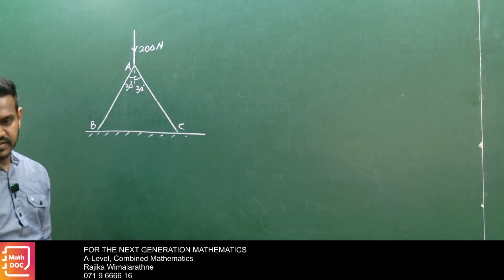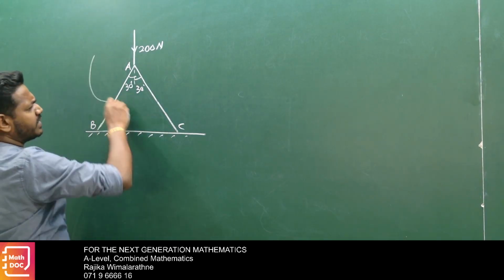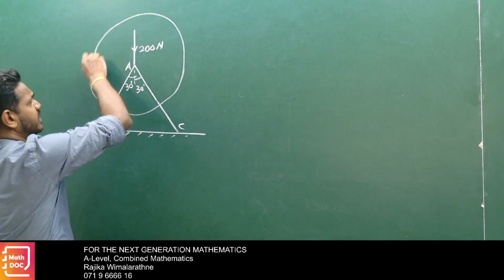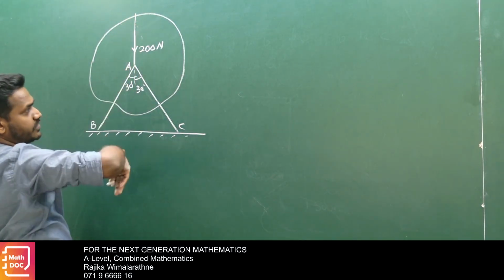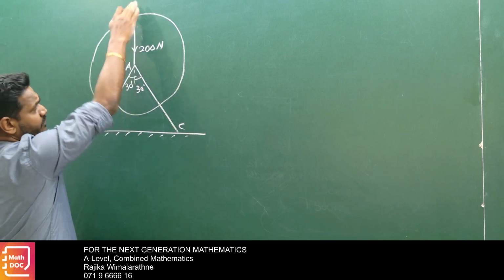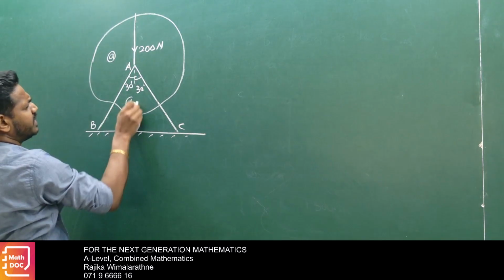We have to find stresses. You mark the boundary, then produce the force to cut that boundary. Don't produce it the other way. We better produce it this way. Then label regions A, B, C.